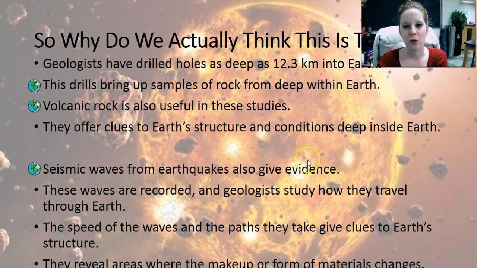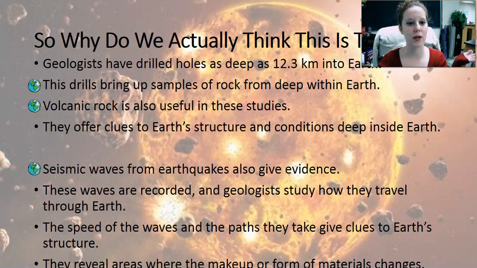Seismic waves from earthquakes are also going to give us evidence. Okay? Yes, earthquakes, again, create waves. I know, I didn't ever want to talk about waves again, but these aren't as bad. There's not as much you have to know about these. And these waves are recorded. Geologists study how they travel through Earth, because if an earthquake is felt here, there are aftershocks, and these seismic waves can travel through a medium, like the crust and mantle, and even core, and be felt in other places or register on other seismographs in other countries and areas.